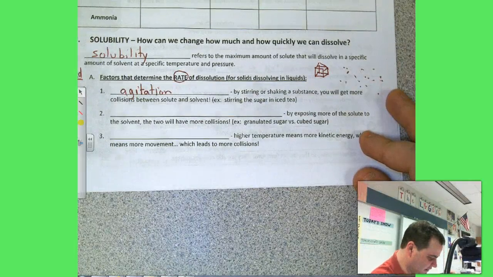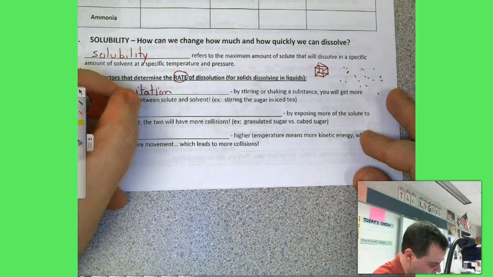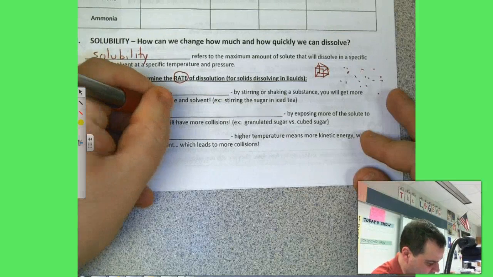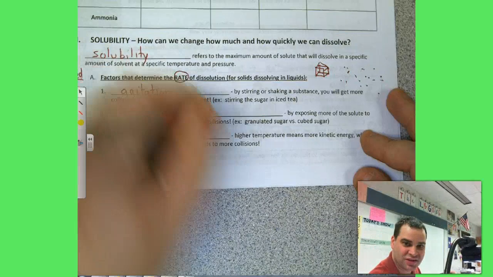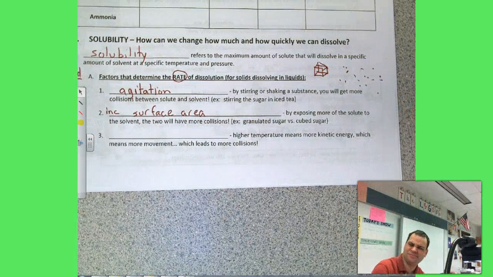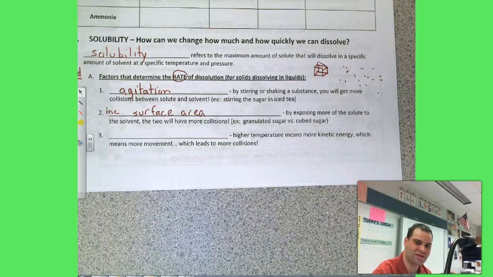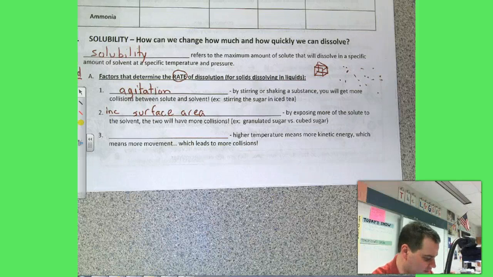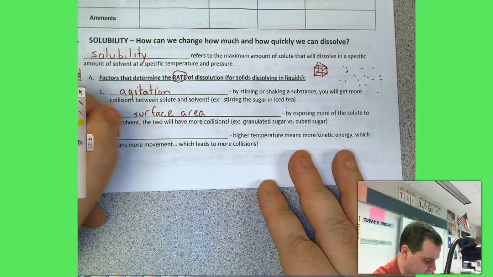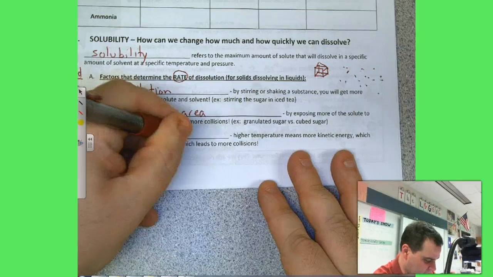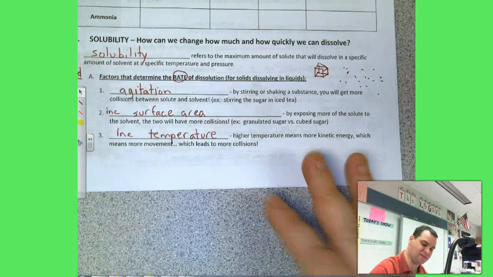Okay. Surface area. What you do is you increase the surface area. Granulated sugar has many more particles, and each piece has surface area, as opposed to a sugar cube, which just has the outside. So it takes longer to dissolve a sugar cube than granulated sugar. And the third thing you can do is increase the temperature to make it go faster. If I wanted to make it go slower, I would decrease the temperature.